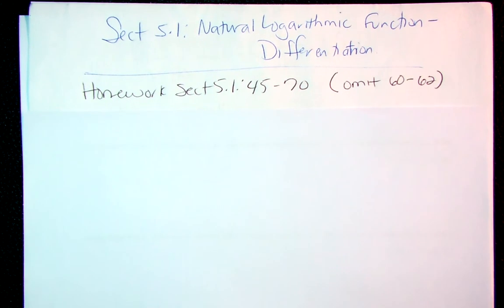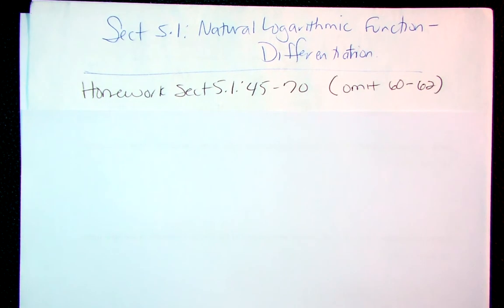Good evening. Tonight's video is on section 5.1, Natural Logarithmic Functions, Differentiation. The homework from 5.1 is 45 through 70, and we'll go ahead and omit problems 60, 61, and 62.